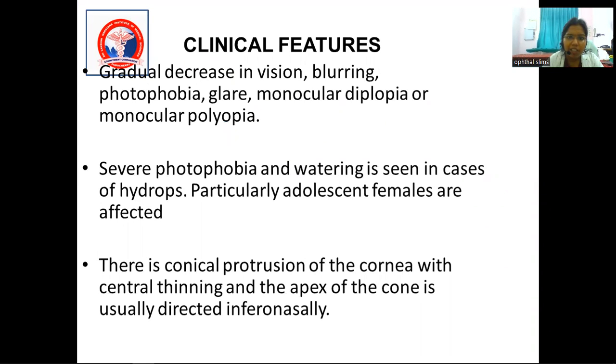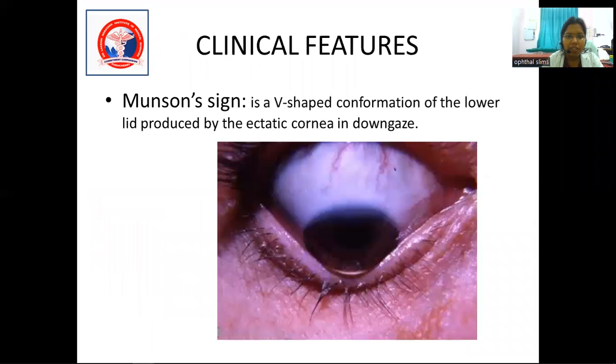What are the clinical features that these patients present with? There can be gradual progressive decreasing vision associated with blurring, photophobia, glare, monocular diplopia, or monocular polyopia. Severe photophobia and watering is seen in cases of hydrops. Particularly, adolescent females are affected. There is conical protrusion of the cornea with central thinning, and the apex of the cone is usually located infero-nasally. These are the clinical features of keratoconus.